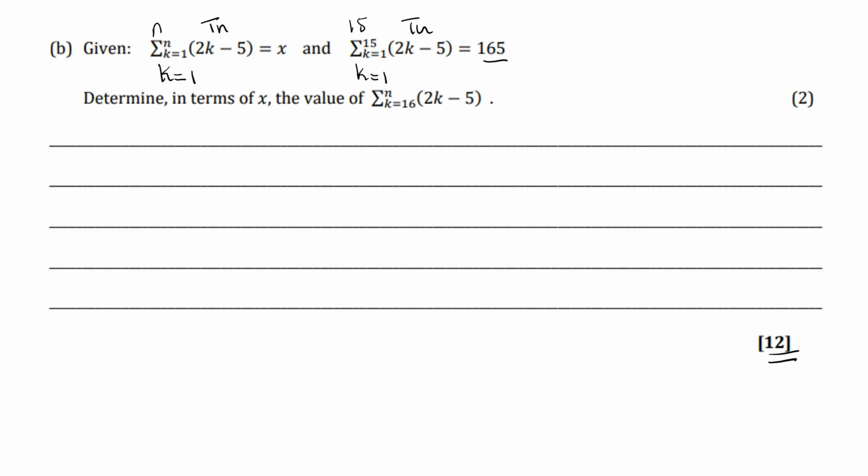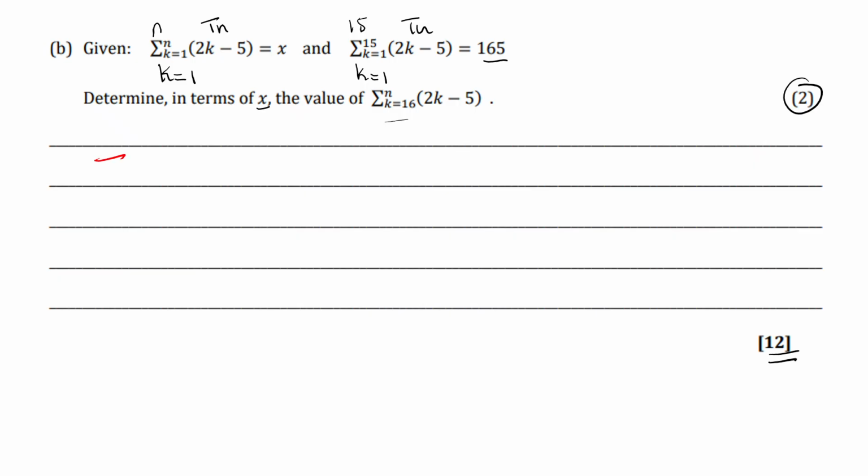Now determine the value of x, determine in terms of x the value of this. Guys, look at this, 2 marks. The marks are telling you that, you know what, I'm not here to fight. This is just a friendly match. So now I have the sum of 15 terms. Look at this, I have the sum of 15 terms. And I'm looking for the sum of 16 terms.